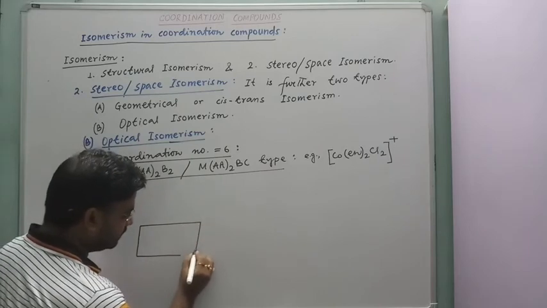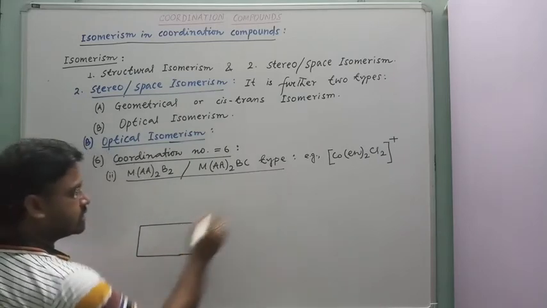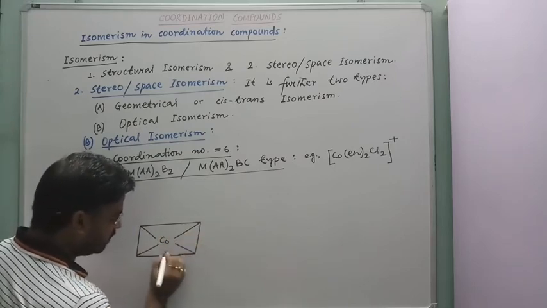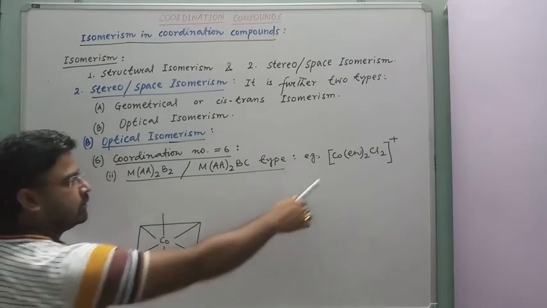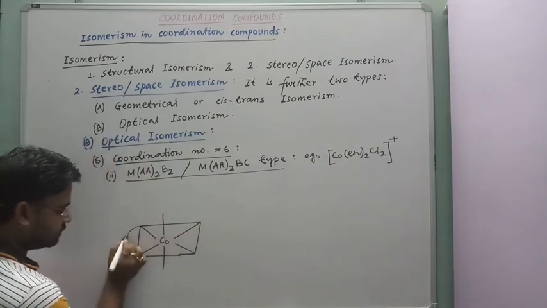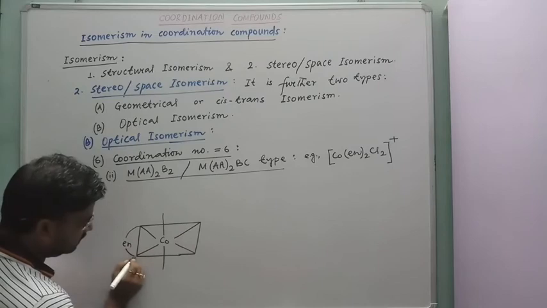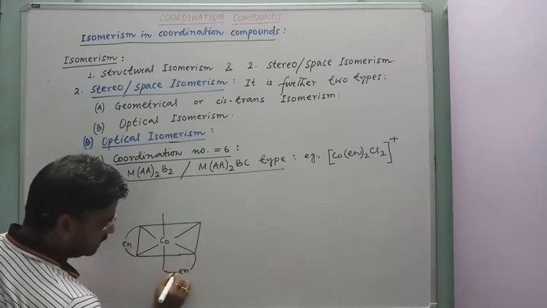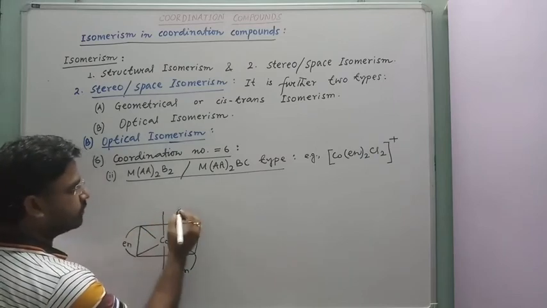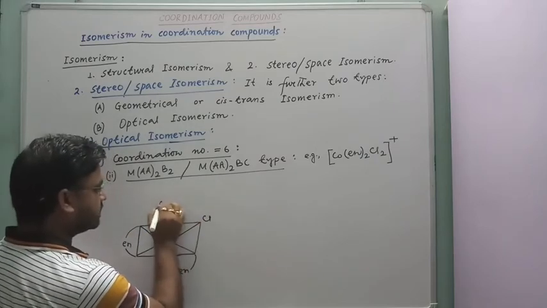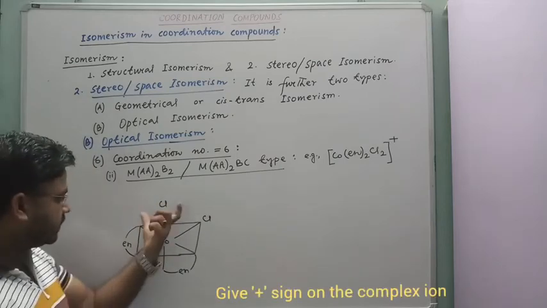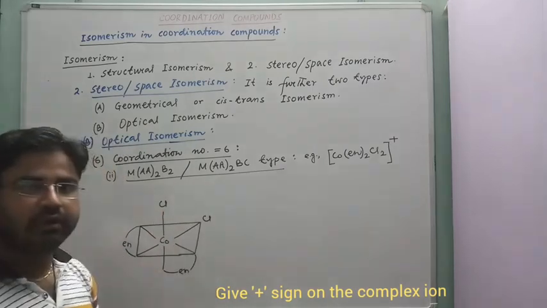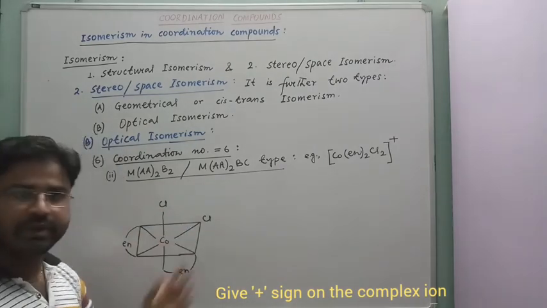the structure is the central atom cobalt. In this position, one en. In these 2 positions, there is another en. Cl, Cl. So MAA2B2 type compound can also give geometrical isomers.